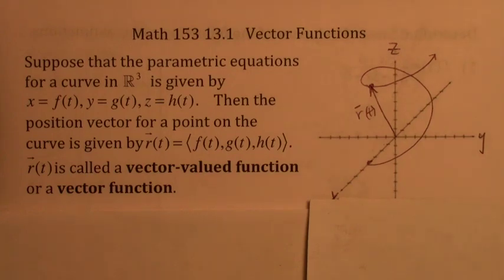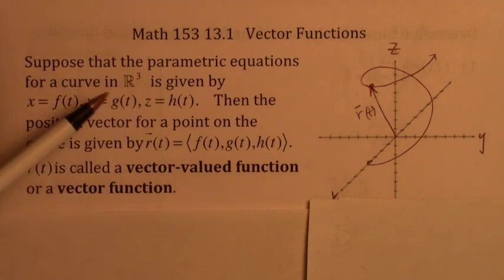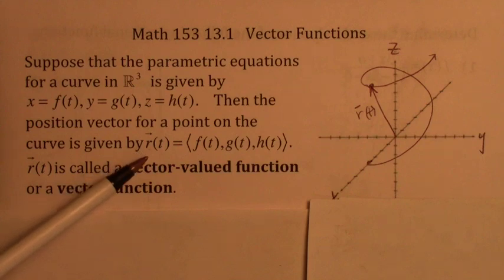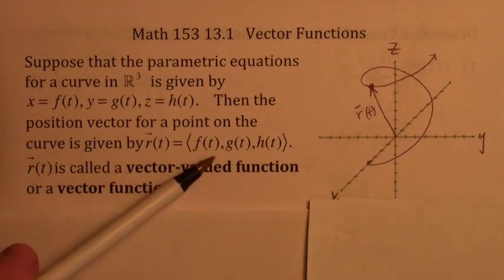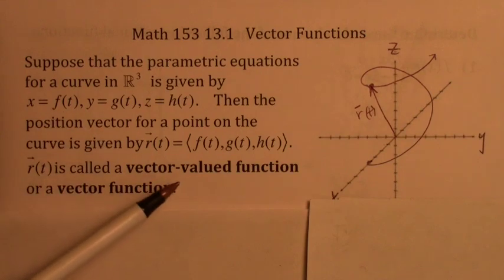Okay, in chapter 13, we're going to talk about vector functions. For example, suppose you have a curve that's given parametrically, x equals f of t, y equals g of t, and z equals h of t. You could also describe a point on that curve by a position vector, r of t, where the components of r of t are the functions f, g, and h. We call that a vector valued function or a vector function.